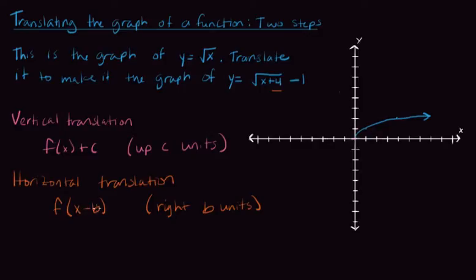Now, if it's a minus 4, then I would go to the right 4 units, right? Because f of x minus b makes me go to the right b units. So if I have a plus 4, that really means that I have a minus negative 4, or in other words, I need to go to the left b units, or to the left 4 units. So this means to the left 4 units. That's what this plus 4 means. It means take this graph to the left 4 units.